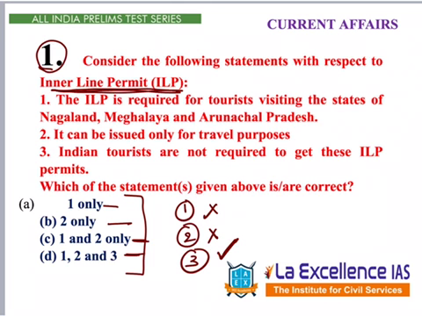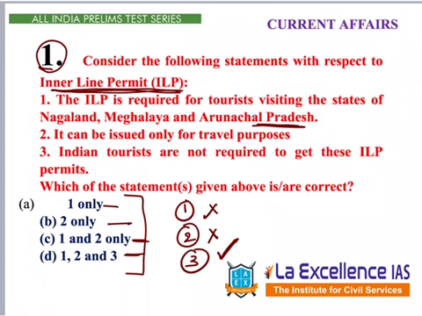Let's read the question. 1. The ILP, inner line permit, is required for tourists visiting the states of Nagaland, Meghalaya and Arunachal Pradesh. Whenever such state names are given, in general they try to confuse us. So this is factual information. We should know whether Nagaland is there, Meghalaya is there, Arunachal Pradesh is there or not. Otherwise we can't answer this. So let's keep one aside.